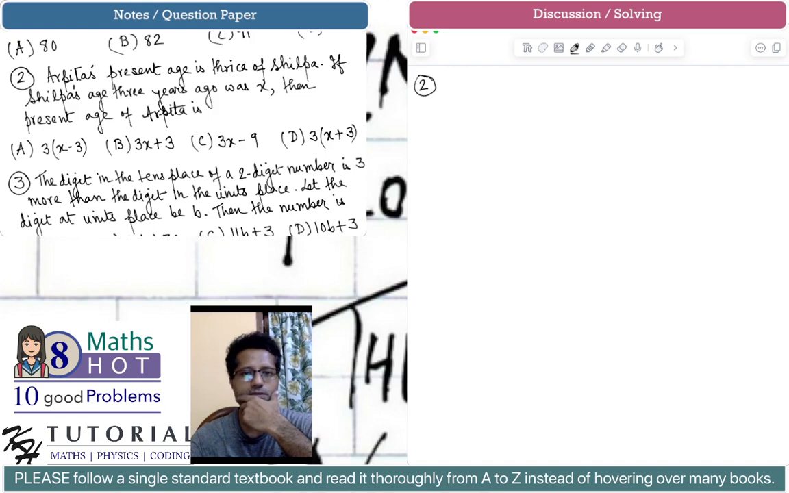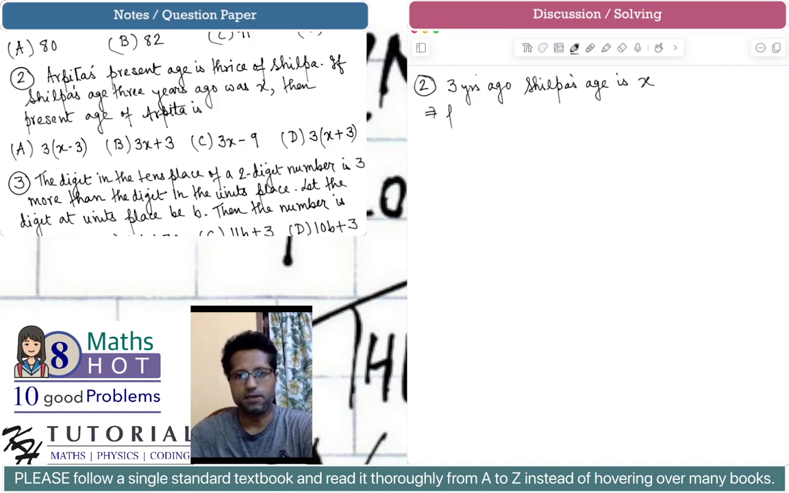Arpita's present age is thrice of Shilpa. Okay, so what is given? 3 years ago, Shilpa's age is given to be x. So this implies present age... okay, so 3 years ago Shilpa's age was x.